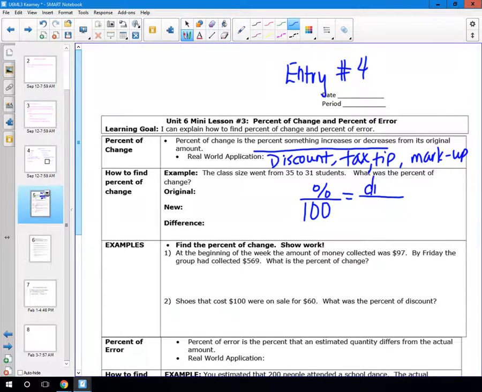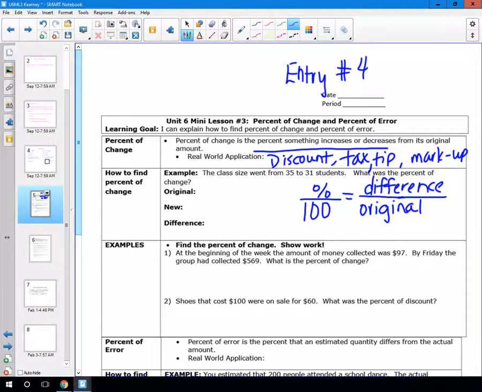So we're going to talk about the difference that it changed, which goes with the percentage. And if you had 100%, that was the original cost. So we're going to put the original on the bottom, okay? So percent over 100 equals difference over original. We're trying to figure out how much did it change compared to the original 100%.